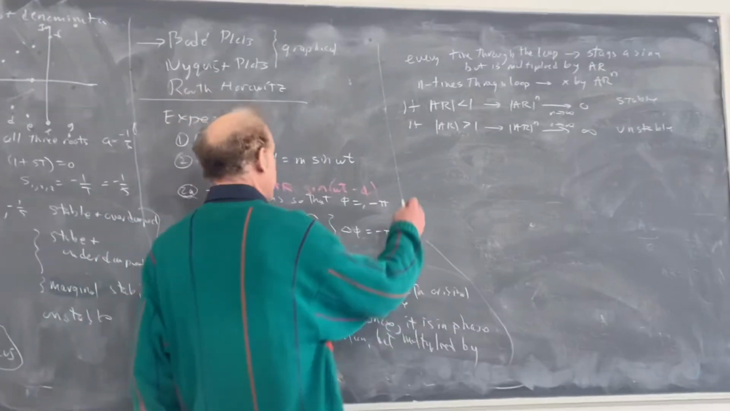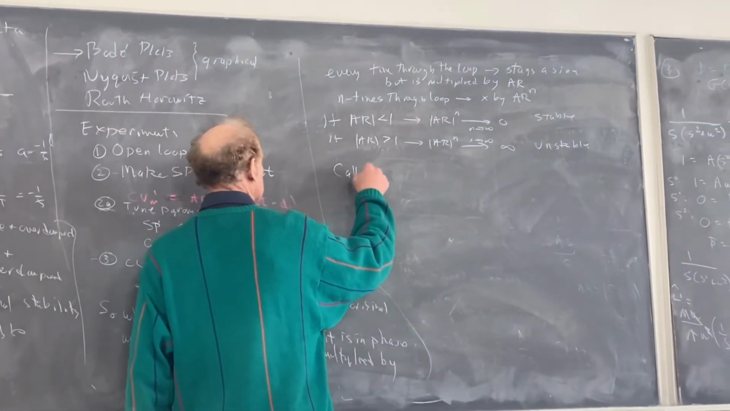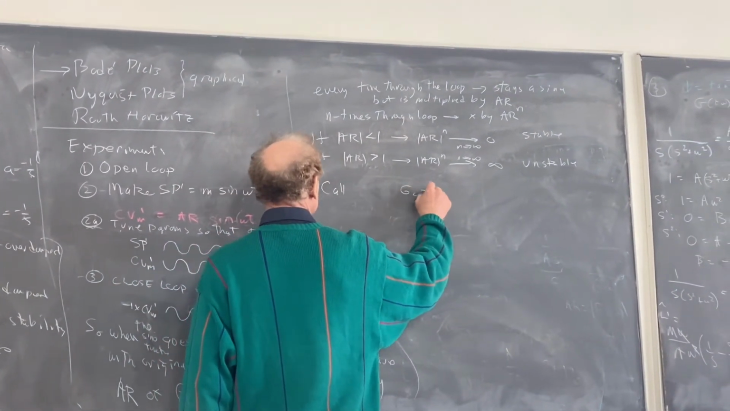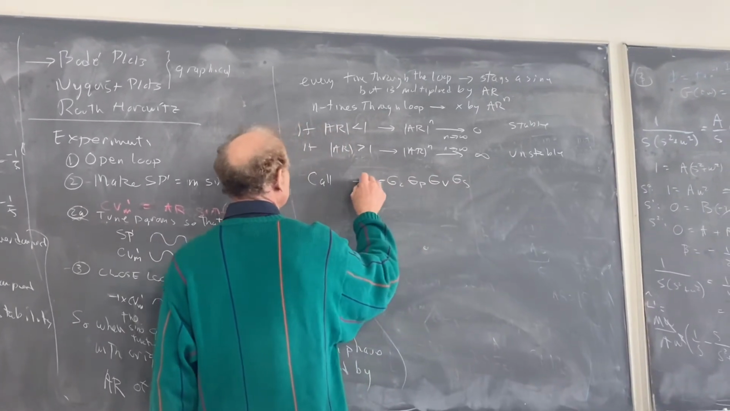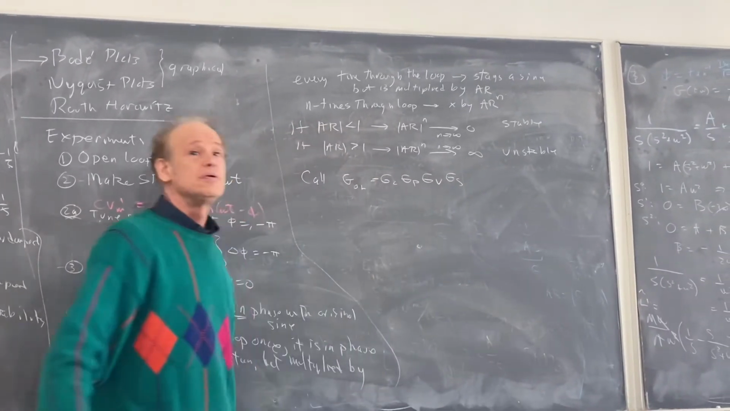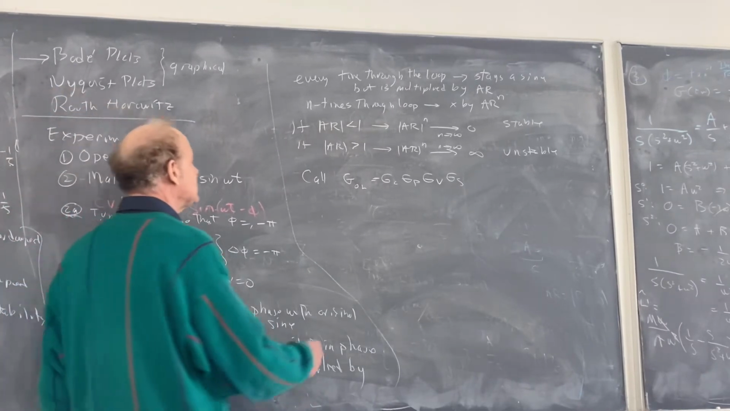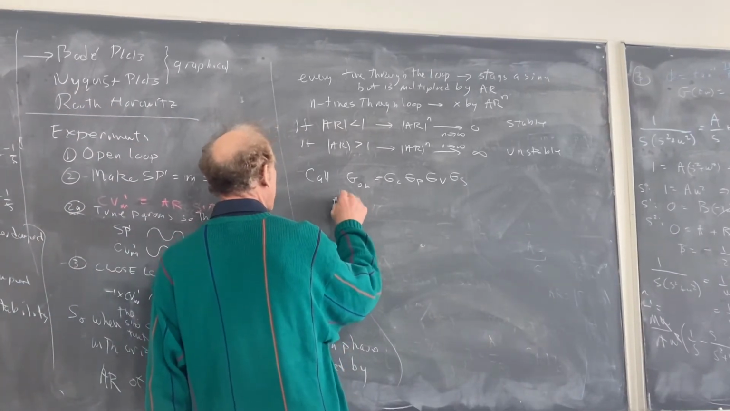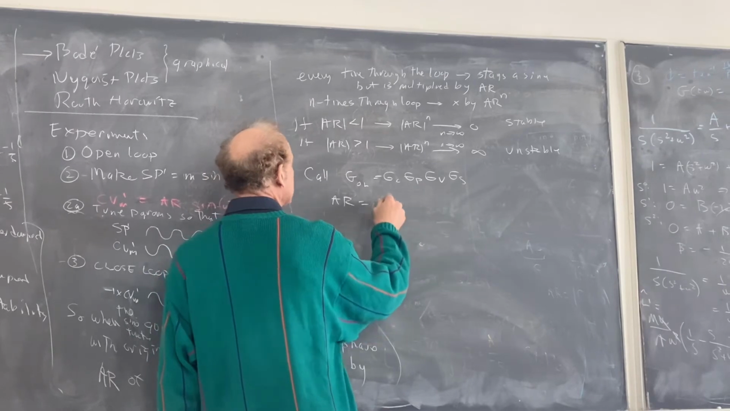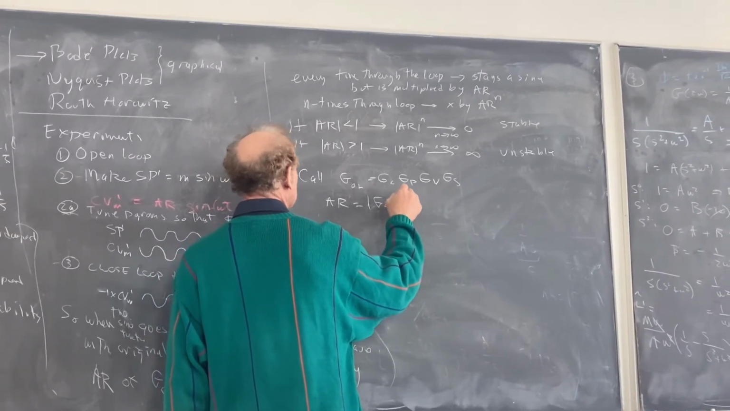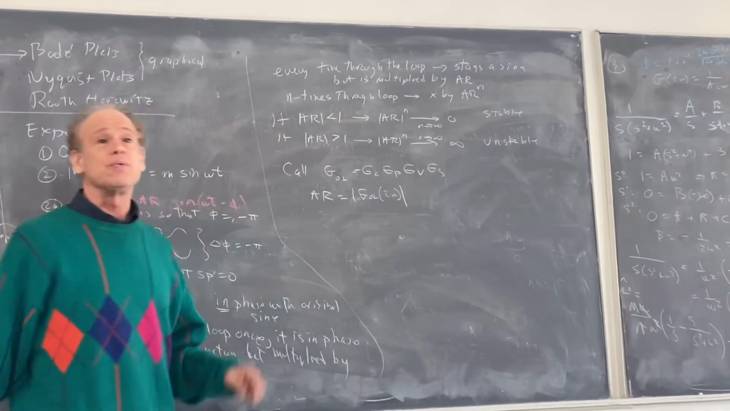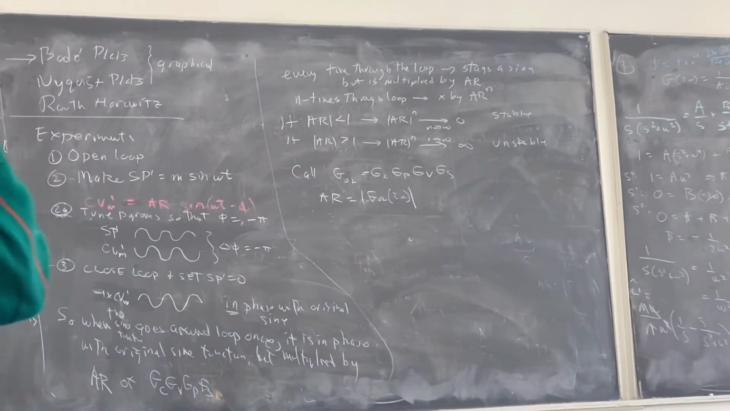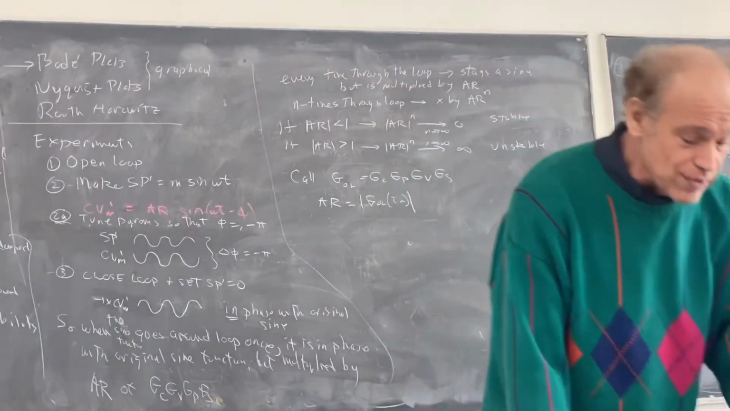And we call that GC, GP, GV, GS, we call that G open loop, OL. And the amplitude ratio, the AR of interest, is the magnitude of GOL of i omega. That's what we need. That's exactly what we're looking at. Are there any questions on that?